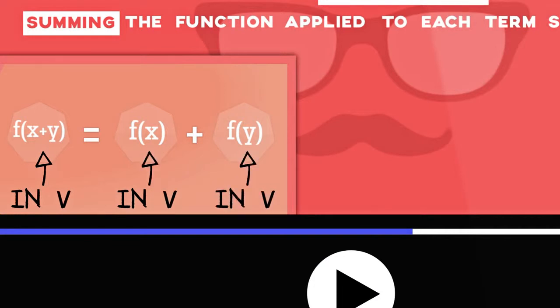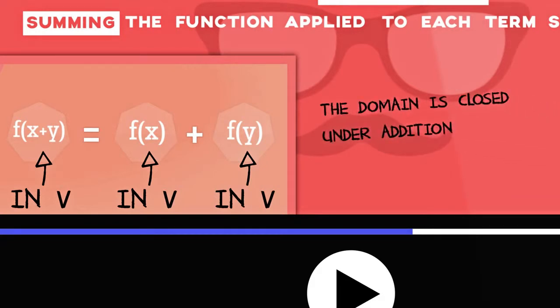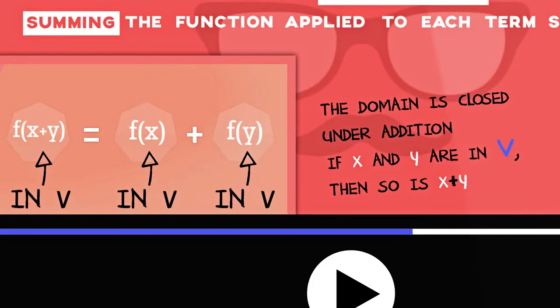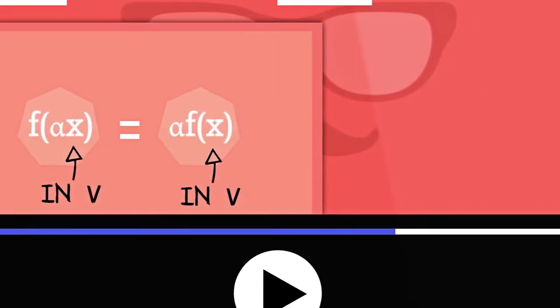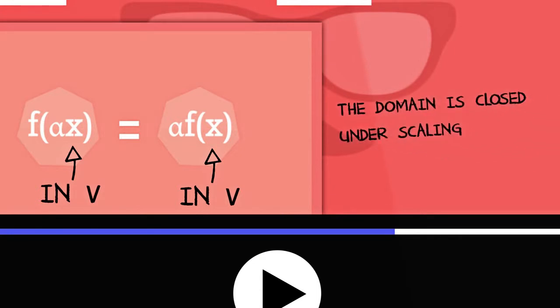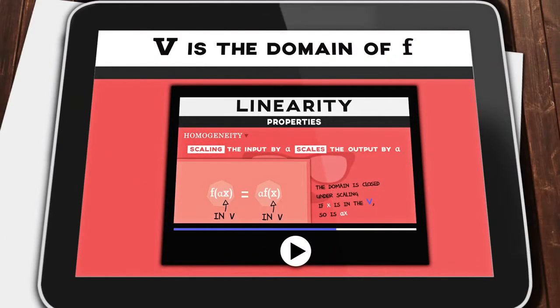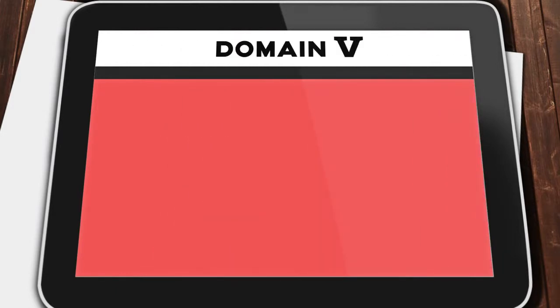The property only makes sense if the domain is closed under addition. If x and y are in V, then so is x plus y. Also, alpha f(x) equals f(alpha x) only makes sense if the domain is closed under scaling. If x is in V, so is alpha x. This motivates us to make the following definition for such a domain V.